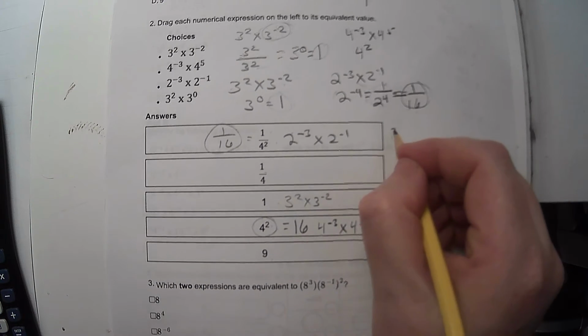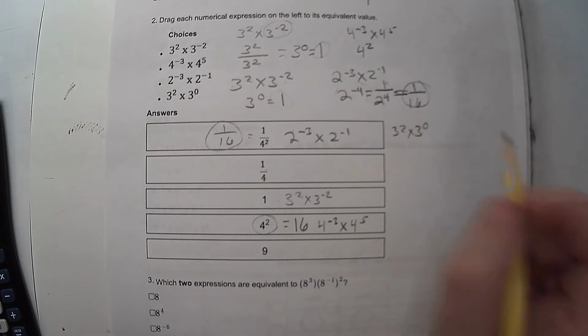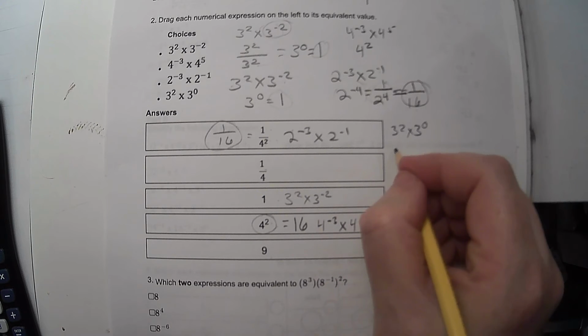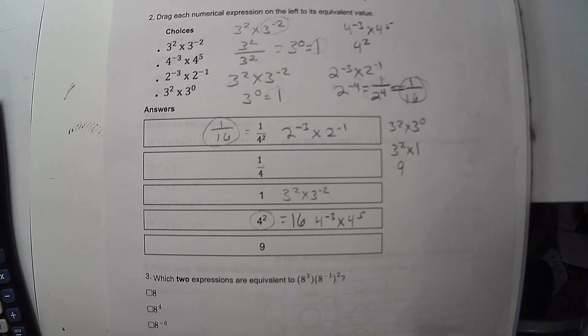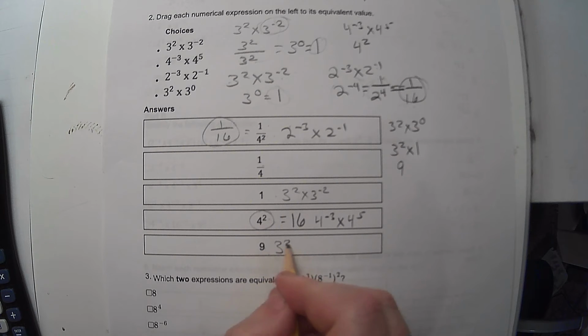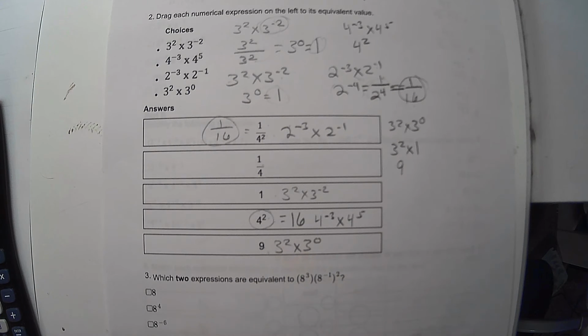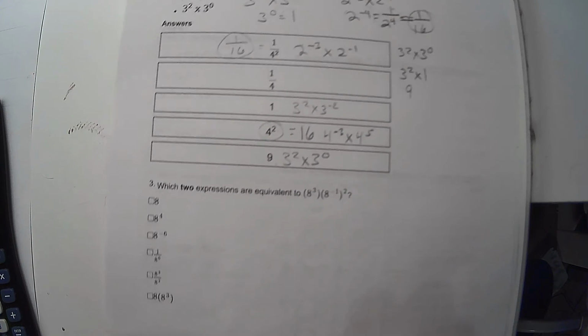Alright, over here we've got 3 squared times 3 to the 0. 3 to the 0 power is going to be 1, so I'm just going to end up with 3 squared times 1, which is going to be 9. So 3 squared times 3 to the 0 equals 9. Alright, that takes care of numbers 1 and 2. Let's look at number 3.